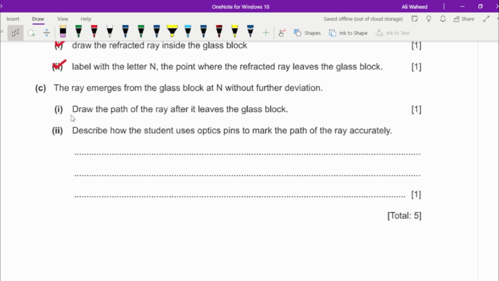So the next part says, describe how the student uses optic pins to mark the path of the ray accurately. I mean, we do it in the science lab as well. We always do these kind of experiments. The thing is, using the optic pins, what you have to do is place the pins in the path of the ray, and once you're done with that, once you take those pins out, they will leave behind the pinholes, the small little holes, and then you join those holes with the help of a ruler with a straight line. So place the pins. I'm writing the steps here.